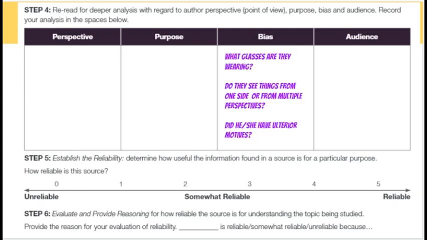Bias, and I collect glasses, so you'll have to excuse me for using this analogy. What glasses are they wearing? What lenses are in those glasses that they use to see the world? Do they see things from one side or from multiple perspectives? Do they have ulterior motives? What is their deeper reason for saying what they said? What were they trying to do?